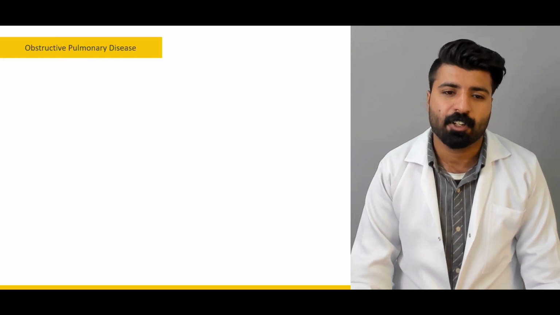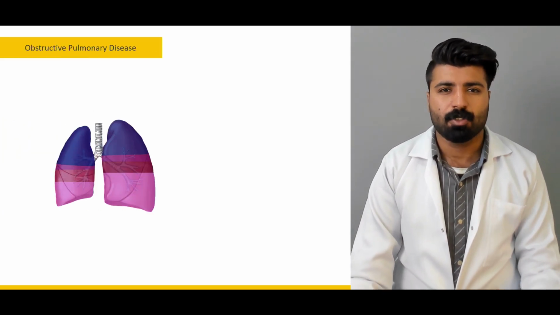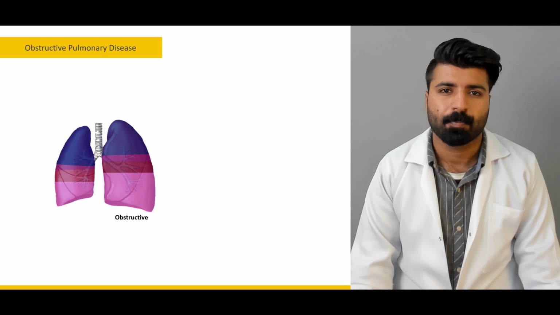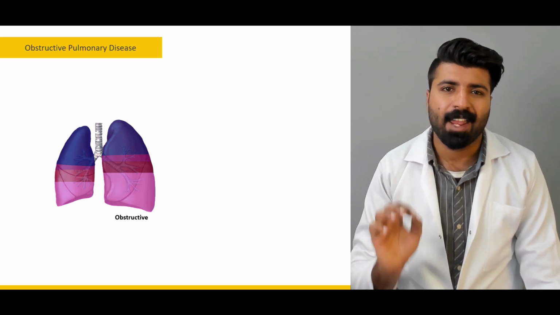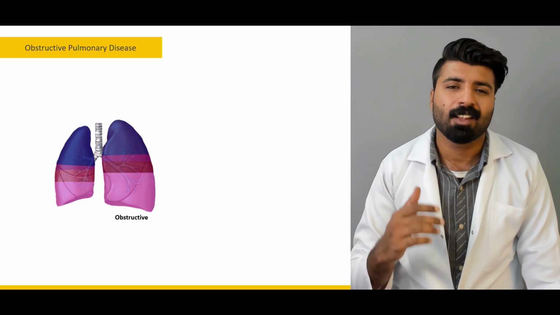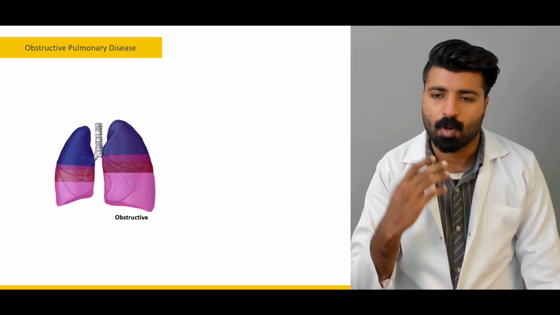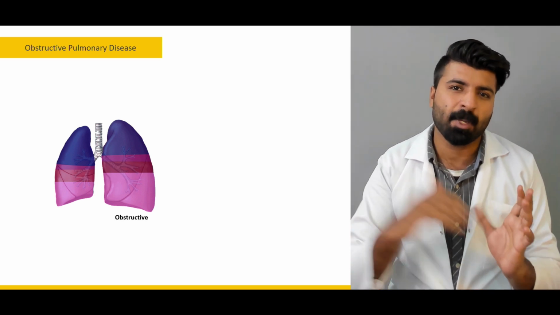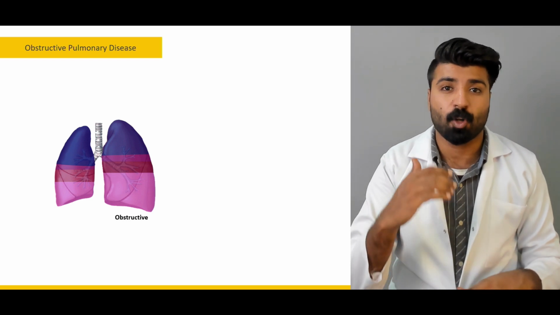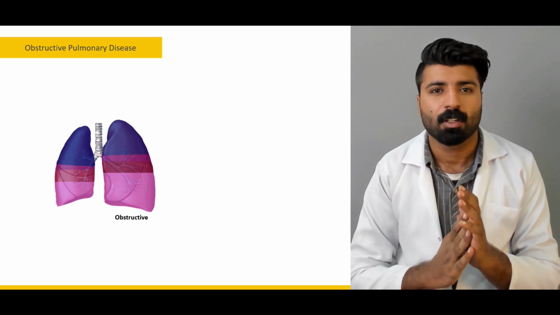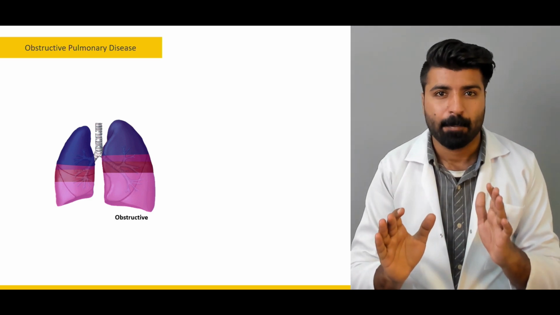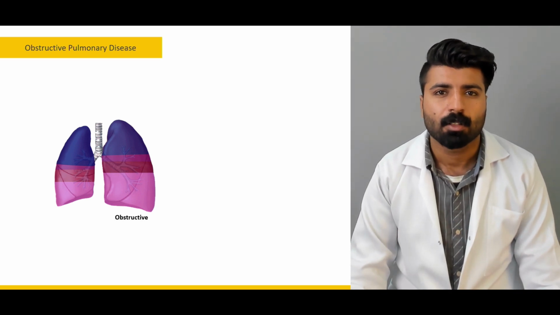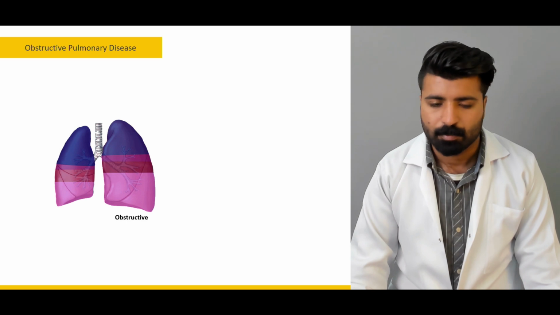Now let's get on to obstructive pulmonary disease. What do you think about obstruction? What will be the obstruction? It can be anything which is not letting the air go out of your mouth, leave the system. In restrictive pulmonary disease, there was a restriction of air coming in. In obstructive pulmonary disease, there is obstruction of air going out. So these are opposites. When we perform pulmonary function tests, what do you think the results are going to be? Let's see.